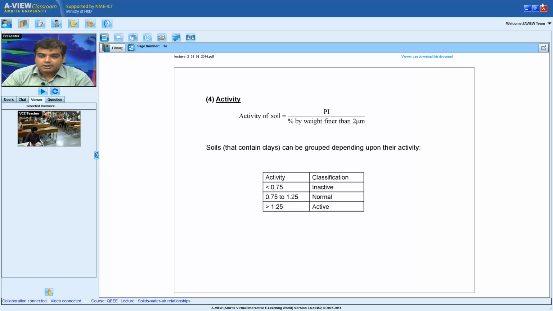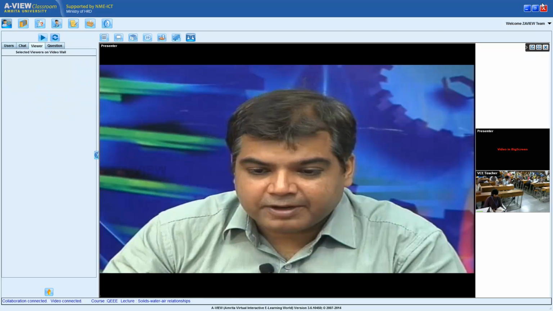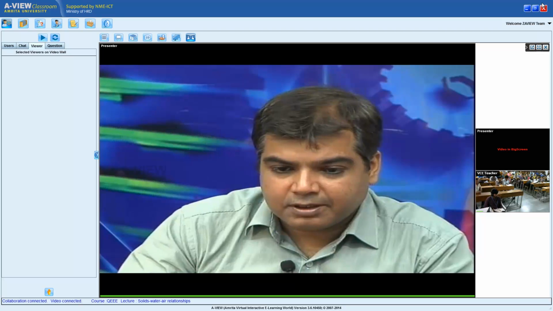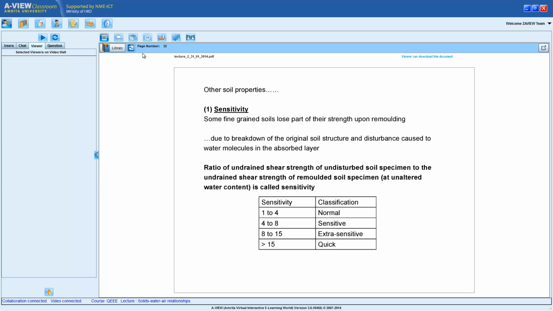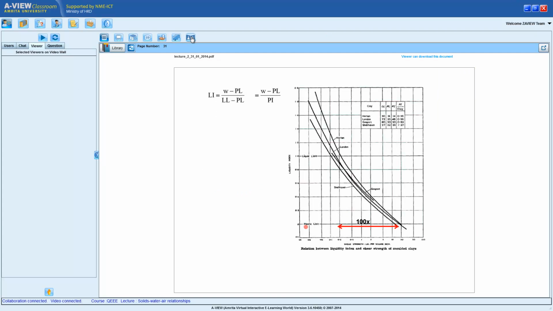Yes. If you look at the definition of liquidity index, let me just go back. In fact, it's not very visible on this curve, but this represents 0. If I go down, it's negative. It can be negative if the water content is less than the plastic limit.